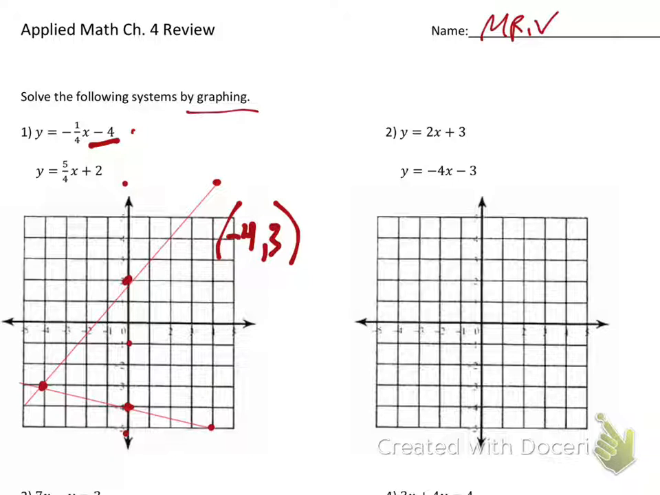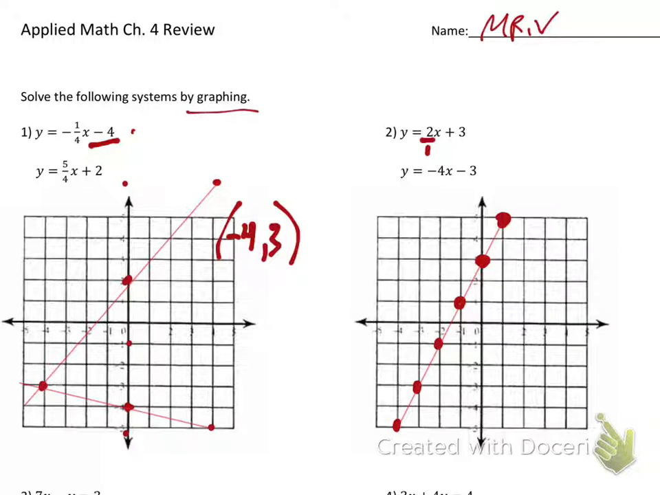For the second one, both are in y equals, so I am going to plot the first one. First one starts at 3. And then it's 2/1, right? So it'd be up 2 to the right 1. And then we can go down 2 to the left 1, down 2 to the left 1, all the way. And as you can see, there is a pattern. And so I did that for all of these. I can draw my line there.